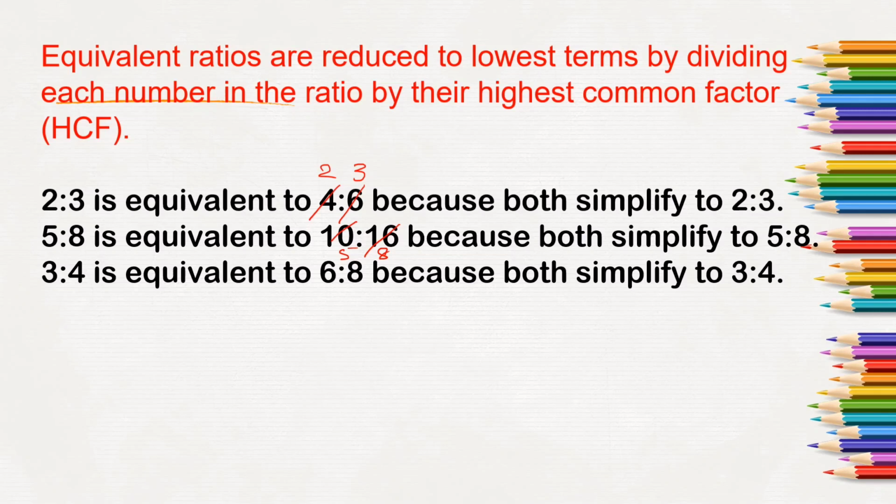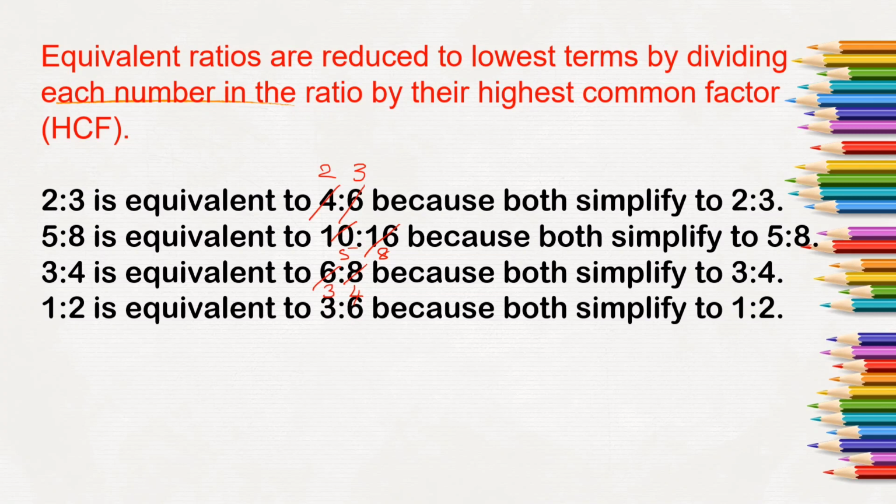Similarly, 3:4 is equivalent to 6:8 because both simplify to 3:4. See here, when you simplify 6:8, 2 3s are 6 and 2 4s are 8. Again, it is simplified to 3:4 itself. So 6:8 is equivalent to 3:4. Similarly, 1:2 is equivalent to 3:6. See, 3 ones are 3, 3 twos are 6. So 3:6 is equivalent to 1:2.